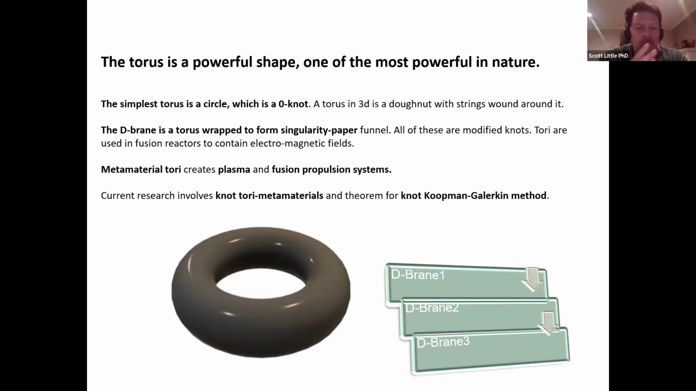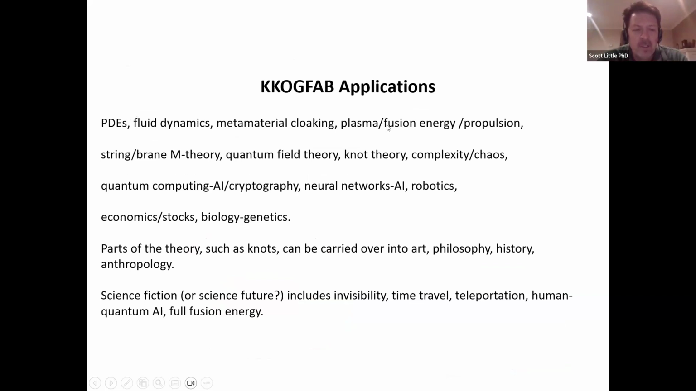And then just again, tori, what's within the tokamak reactor, that's what creates the plasma. In fusion propulsion systems, it's shaped like a donut. So this is all about donuts and knots, really, when it comes down to it. And just some of the applications, again, partial differential equations, fluid dynamics, cloaking, plasma fusion, energy propulsion, string theory, quantum field theory, knot theory, of course, complexity, chaos, because we deal a lot with chaotics in nonlinear systems, quantum computer cryptography, neural networks, and biology, genetics, economics. When you're looking at stocks, shocks, and singularities, that's all based on knots.